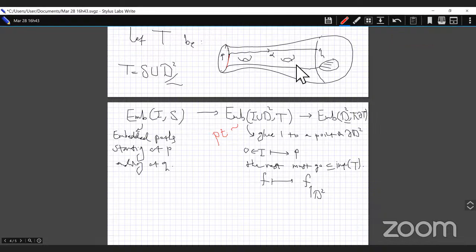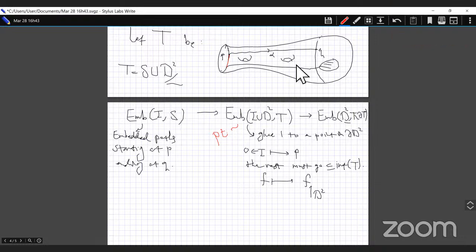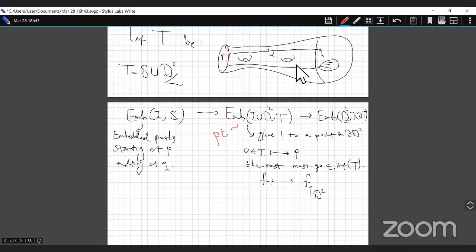And he says that's obviously, okay, so this is the space of embeddings that takes 0 to P and the rest of I into the interior somewhere. So P is fixed in this. Yeah, P is fixed, but the other endpoint of I is free to roam. It's just in the interior. And so the claim is that this space of embeddings is contractible. So that's the contractible base.